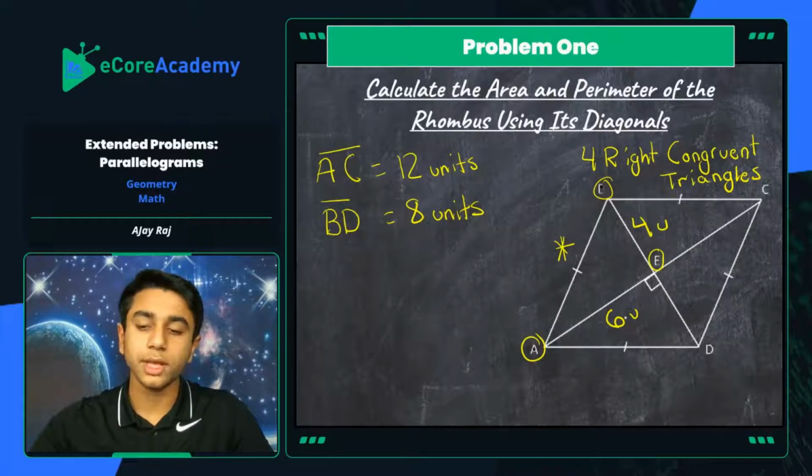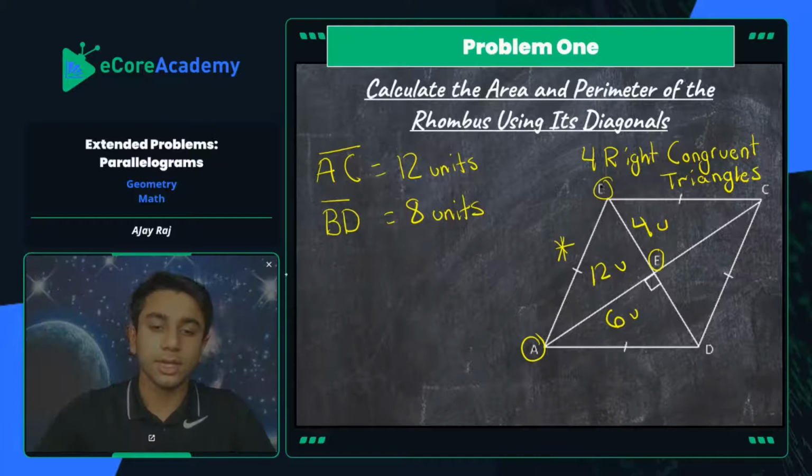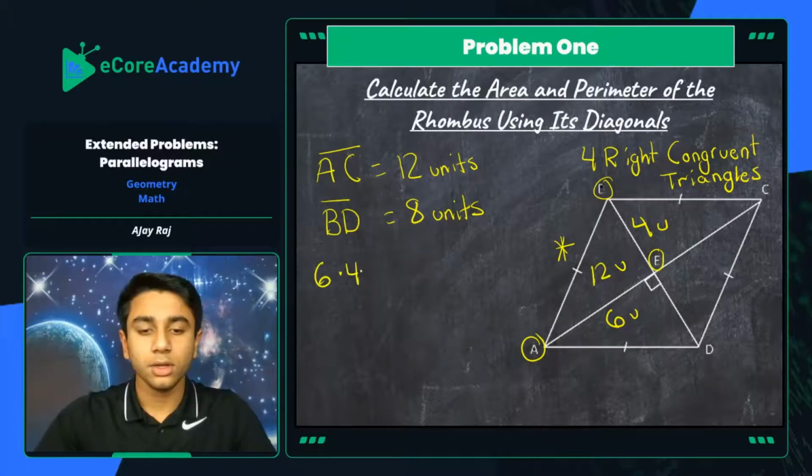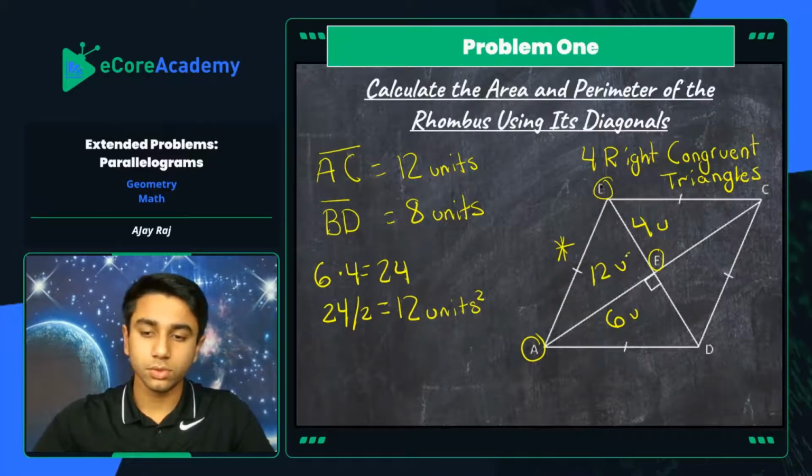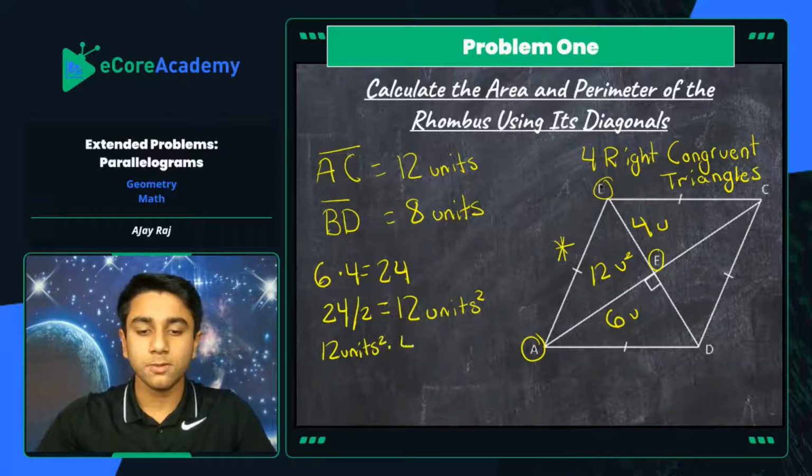Now what are we going to do? We're going to multiply 6 units and 4 units together to get our 24 units and then divide that by 2 to get 12 units, because that's the area of our triangle. So I'm going to write that out here. So 6 times 4 equals 24. And we know our triangle, you have to divide that by 2. So you get 24 over 2 equals 12 units squared. So 12 units squared. And then what we're going to do is multiply that by 4. So 12 units squared times 4 is going to equal 48 units squared. So that's the area of our parallelogram.